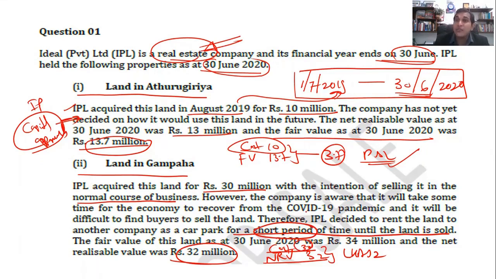Right? Now, based on the given information, what do you think? Can you recognize this one? Can you identify this one as investment property? No, you should not. Why? This particular land has been given for rent for a very short period of time until a buyer comes. So this land should not be recognized as an investment property. This land should be recognized as inventory. So this could be measured at 30, cost or net realizable value, whichever is lower, right?